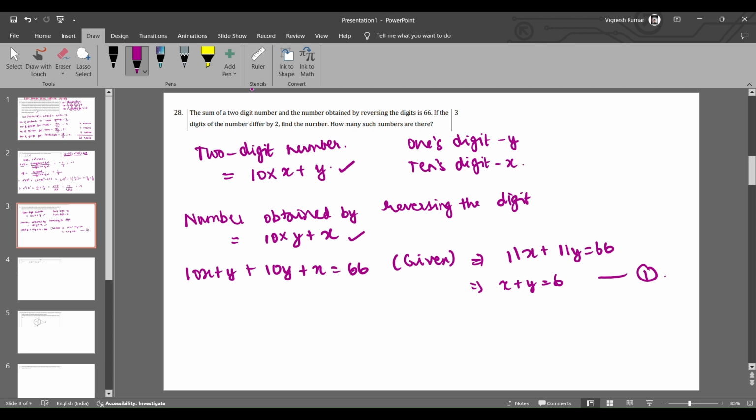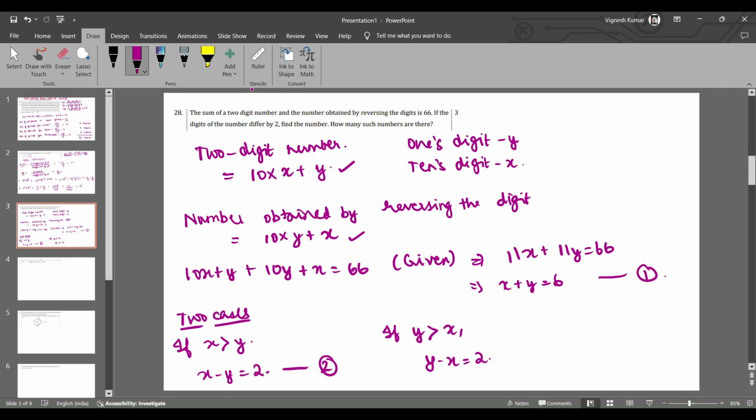And also they have given another condition: the digits of the number differ by 2. So here we can have two cases. They have just said the two digits of the number differ by 2, so we don't know which digit is higher than the other. If x is greater than y, then x minus y is equal to 2. This will be the equation for this second statement. Or if y is greater than x, then y minus x will be 2, which is the second case possible for the second statement. So let us consider this third equation.